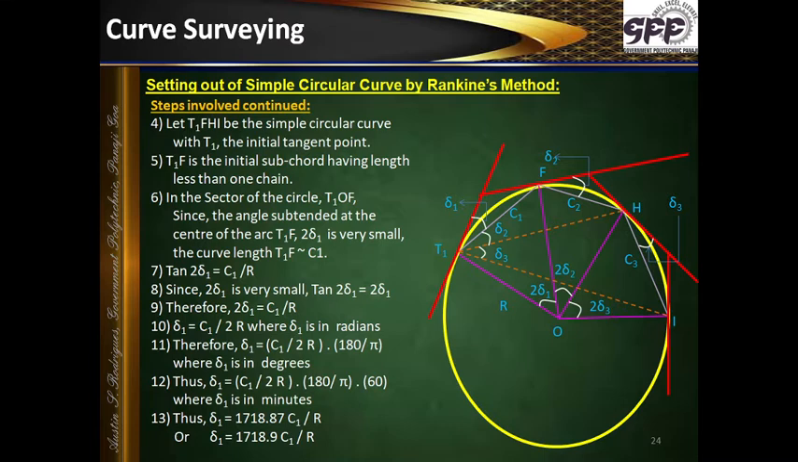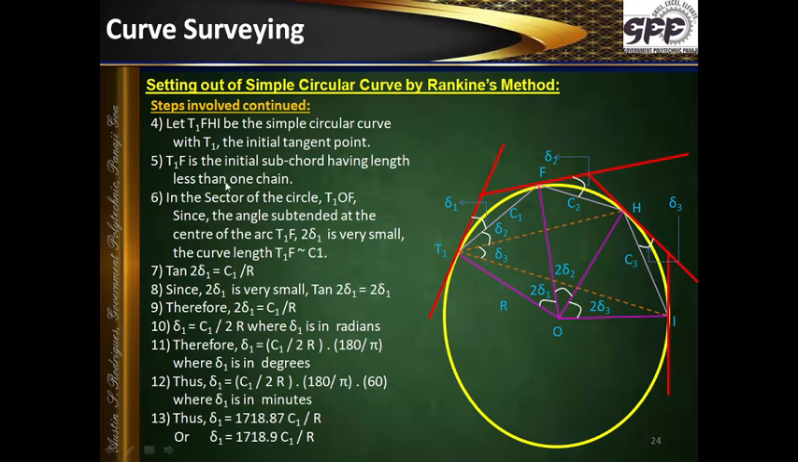Now what are the steps involved in this? Look at this. Let T1, F, H, I be the simple circular curve, which can continue from there, but the starting initial tangent point is my point T1. So T1F is my initial subchord, and as discussed earlier, this initial subchord has a length slightly lesser than the chain length.